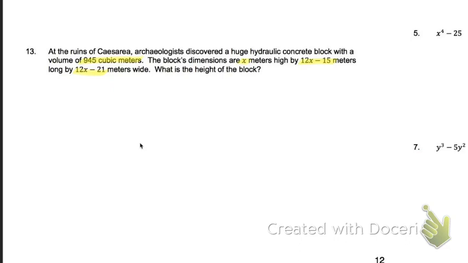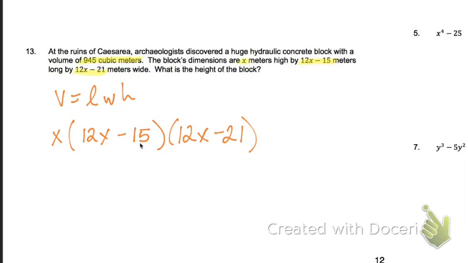So anytime you're talking about volume, it's always length times width times height. And it gives me the dimensions in terms of x, and it also gives me the volume. So I know that if I multiply all of my dimensions together, I have x by 12x minus 15 by 12x minus 21. And all of that equals 945, because that's my volume.